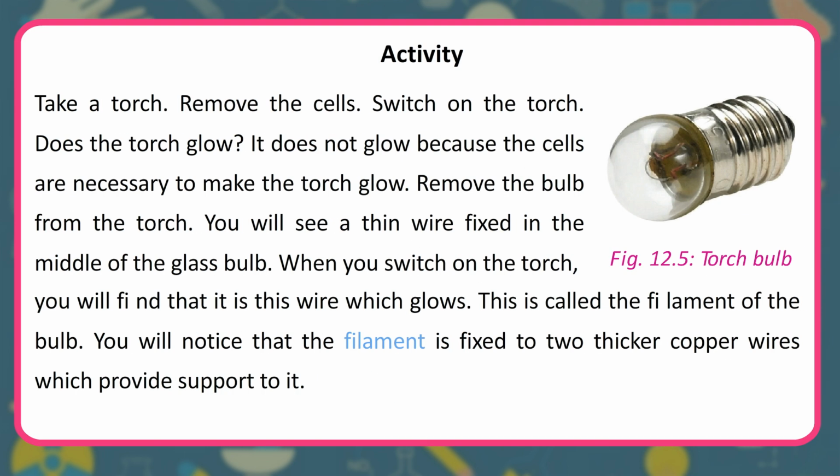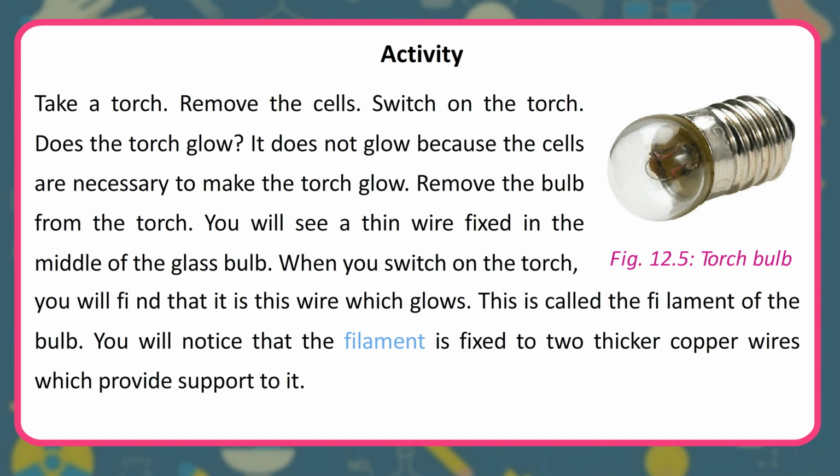Activity. Take a torch. Remove the cells. Switch on the torch. Does the torch glow? It does not glow because the cells are necessary to make the torch glow. Remove the bulb from the torch. You will see a thin wire fixed in the middle of the glass bulb. When you switch on the torch, you will find that it is this wire which glows. This is called the filament of the bulb.